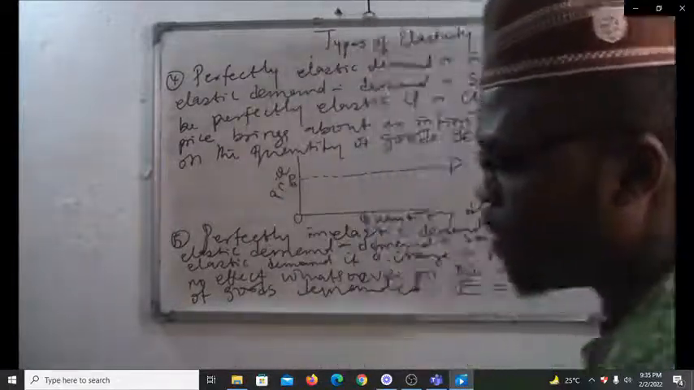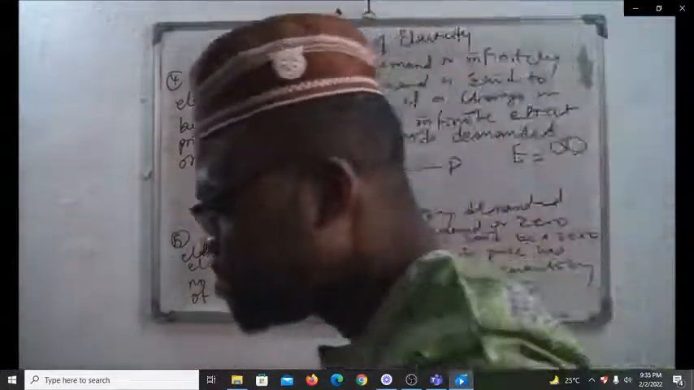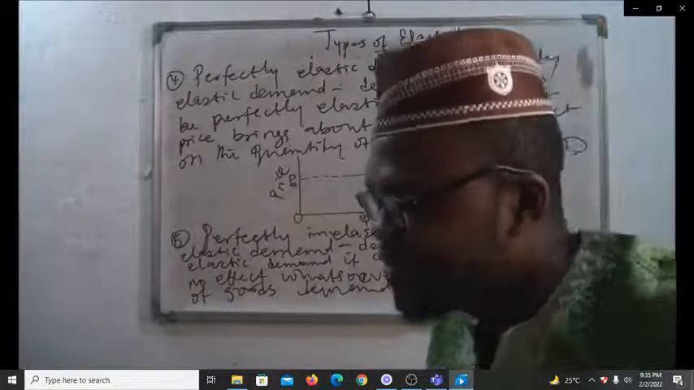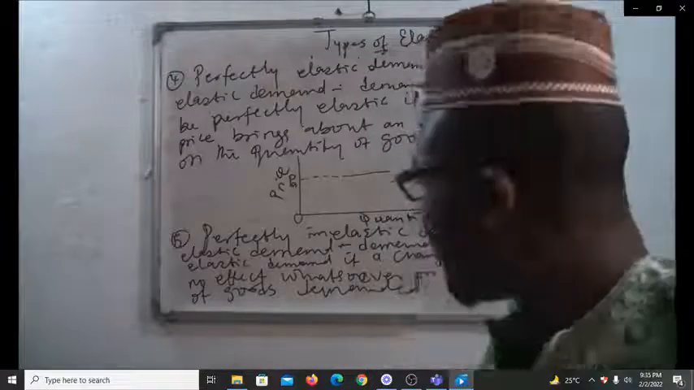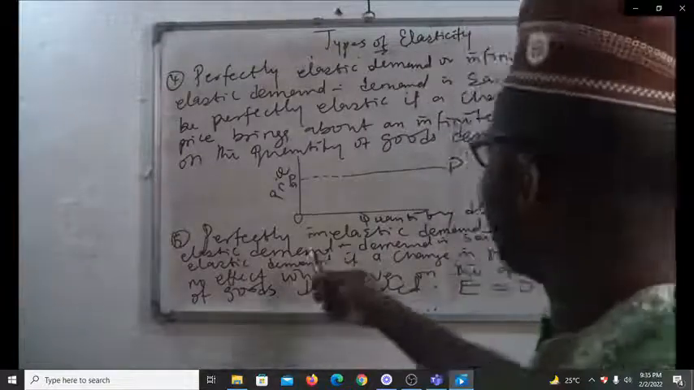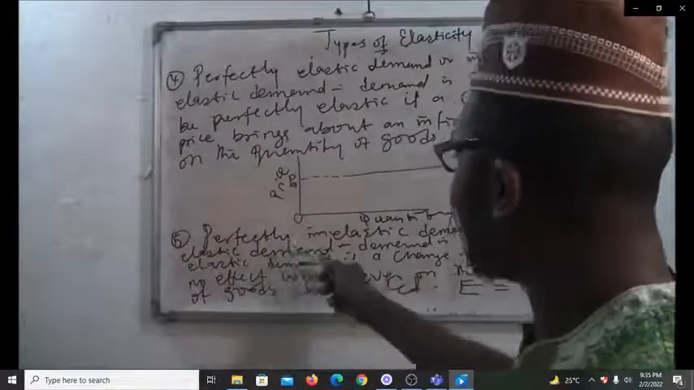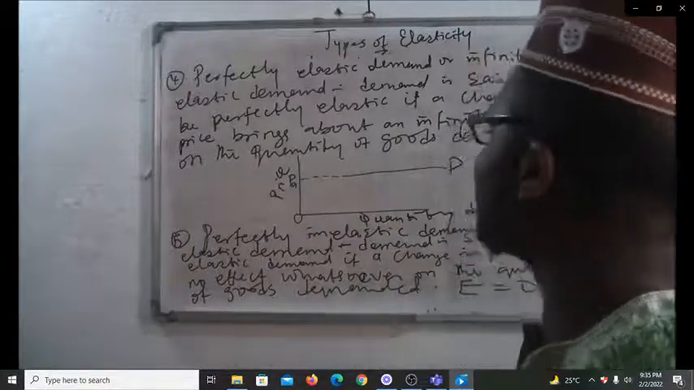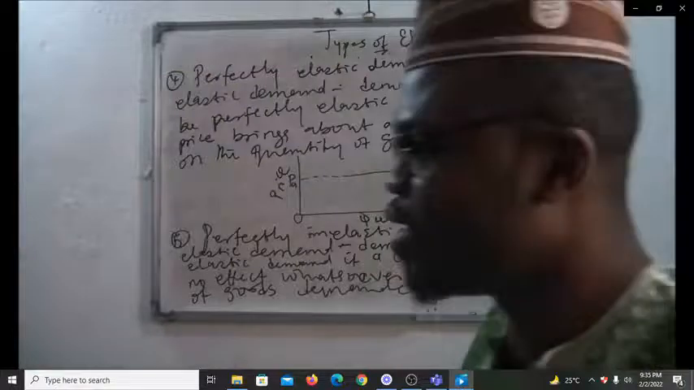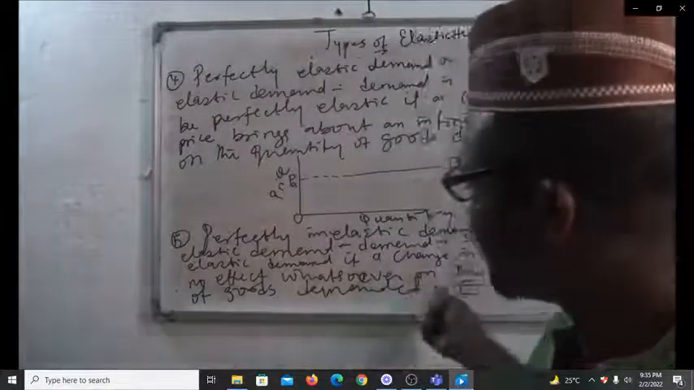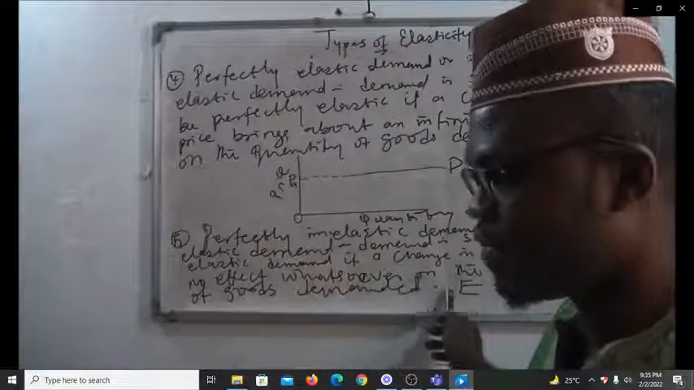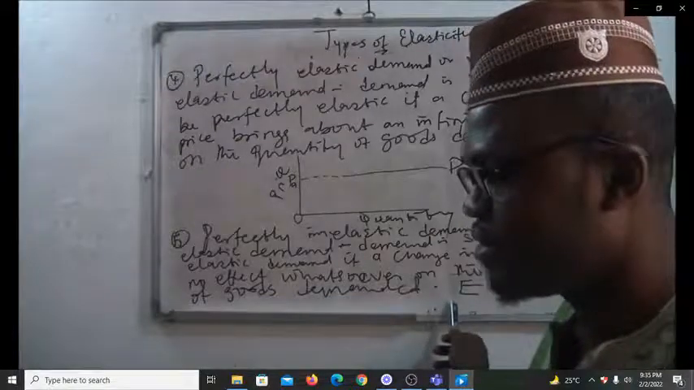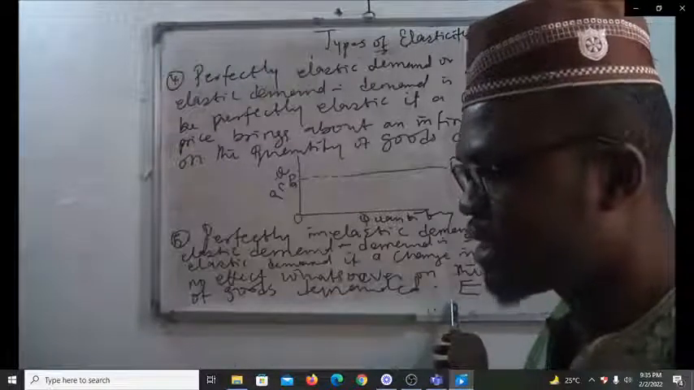You can give me an example of such a product. Or another person should also give me an example of a product that has perfectly inelastic demand, which is when there is a change in price, it doesn't have any effect on the quantity. This one is very simple to give an example. Give me an example of this one. Water.